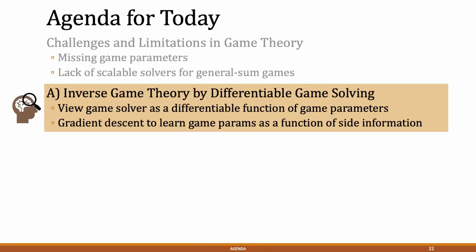Okay, so that's all inverse game theory, right? In a nutshell, the main point I want to put across is that this game solver can be treated as a differentiable function of game parameters. And then we can use that to learn the game parameters using gradient descent.